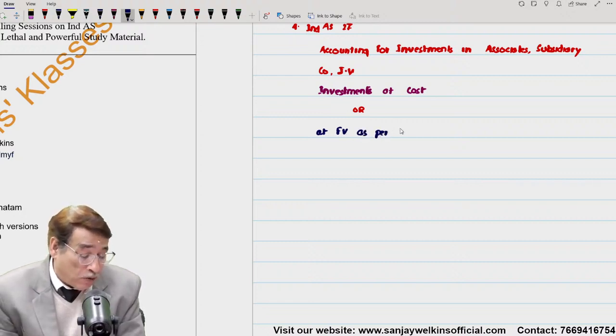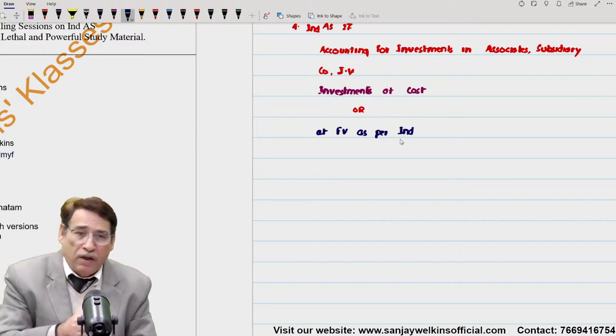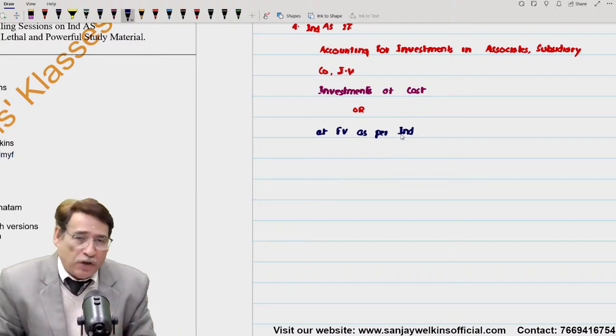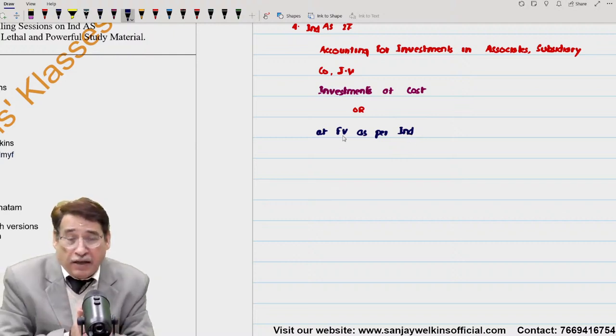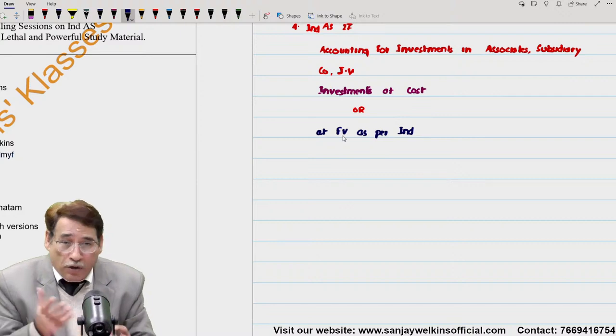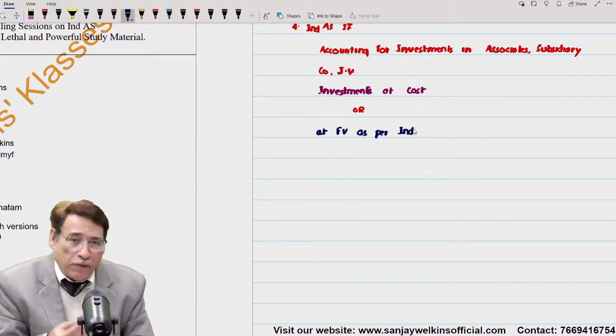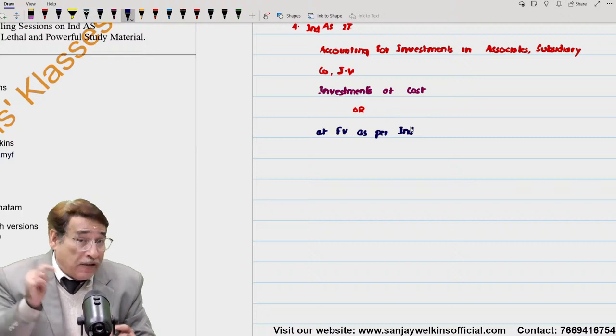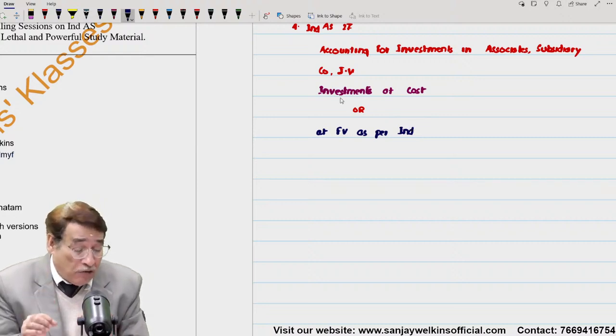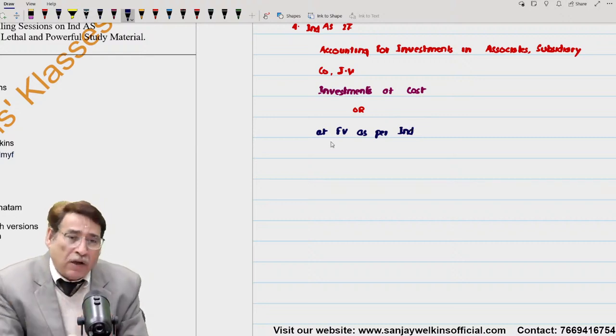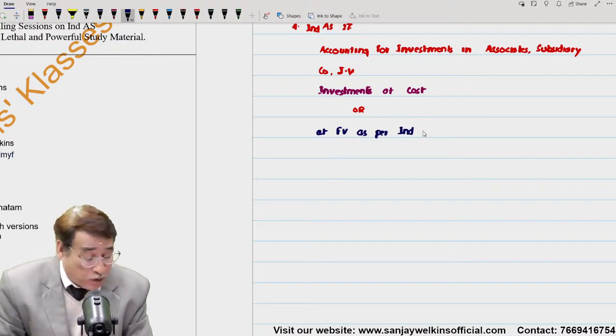I have already told you, Ind AS 109 deals with financial instruments. We will learn when we take the chapter on financial instruments, you will learn over there regarding Ind AS 109, 107 and 32. So Ind AS 109 states that everything should be recorded at fair value. I mean to say investment will be recorded at fair value. So Ind AS 27 states that entity can record the investment either at cost or it can record the investment at fair value as per Ind AS 109. Is it clear to you or not?